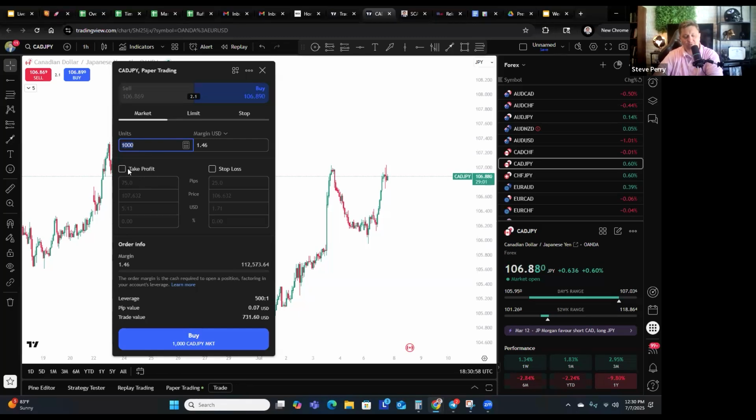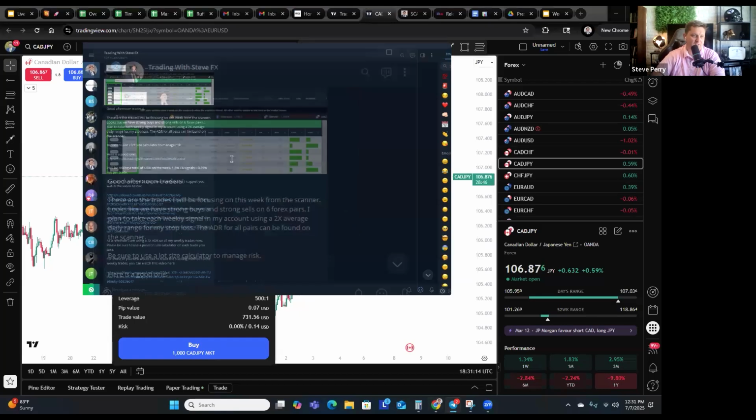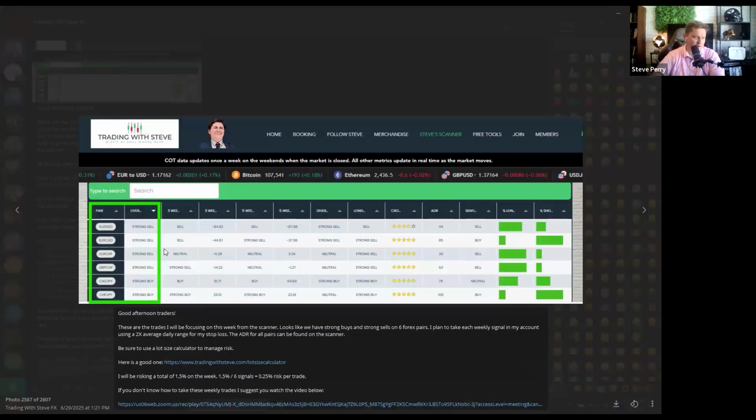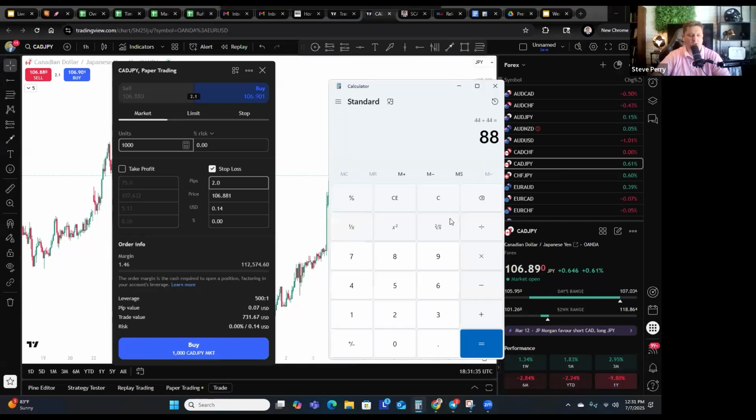You can skip the take profit because we don't use a take profit. That makes it easy. Go right to the stop loss, turn the stop loss on, delete the pips here, and we have to figure out how many pips we're risking. That's super easy because all you have to do is pull up the original signal on Telegram and find the ADR, which is right there. For the CAD yen, it's 76 pips. And I use a 2x average daily range when I'm trading the weekly trades with the vanilla strategy. So the vanilla way is 2x ADR.